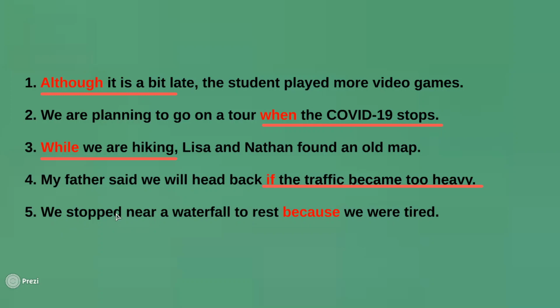Number 5, we stopped near a waterfall to rest because we were tired. So because is an example of a subordinating conjunction, and because we were tired is an example of a dependent clause, because it cannot stand alone. It does not make sense. If you read it again, because we were tired, it does not make sense. All right? So next.